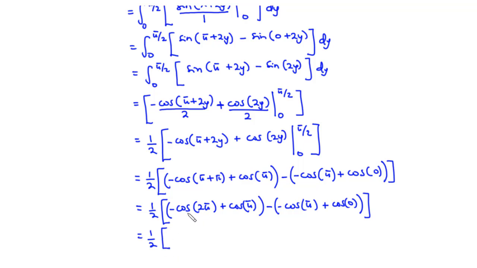Now cos 2 pi is 1, therefore we have negative cos 2 pi, that becomes negative 1, and then cos pi is also negative 1, so we are going to have negative 1 minus cos pi, which is negative 1 times negative 1, that becomes 1, plus cos 0 is 1, so this becomes 1 over 2 into brackets.